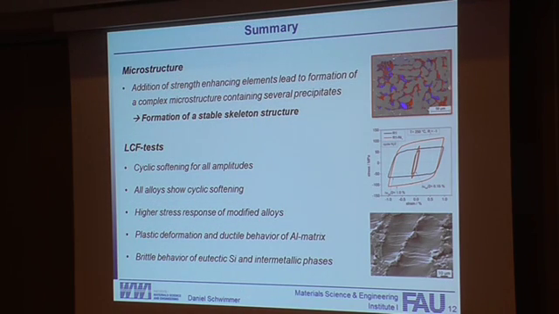So now, in the end, I want to give you a short conclusion. We have seen that the microstructure in aluminum-silicon cast alloys can be modified by several elements like copper, nickel, and/or magnesium, and leads to a complex microstructure. With the formation of a stable skeleton structure, we have seen cyclic softening at all strain amplitudes and in all alloys. We have a higher stress response due to the microstructure in our modified alloys, and we have ductile behavior of our aluminum matrix and more brittle behavior of eutectic silicon and intermetallic phases.